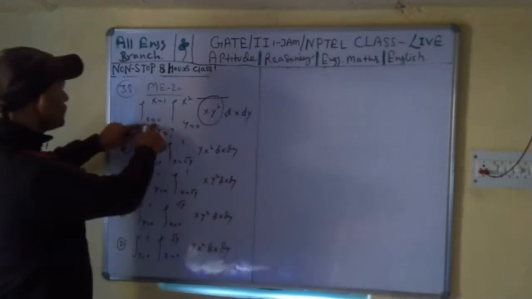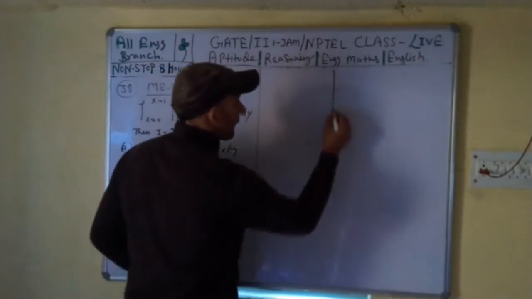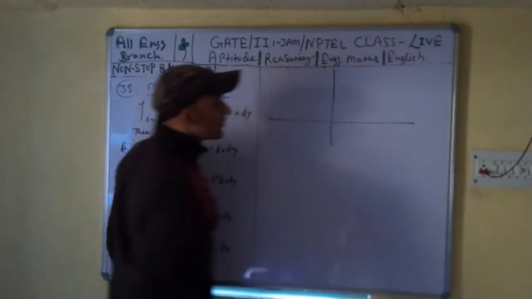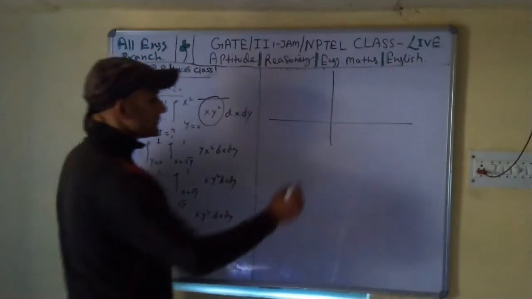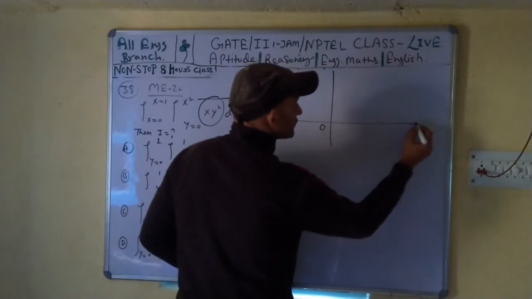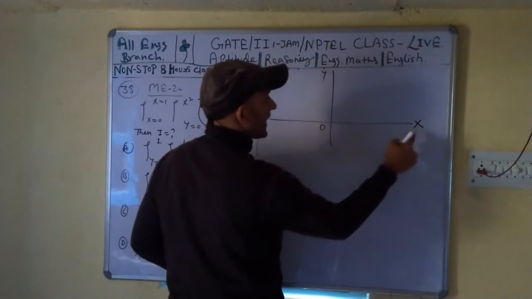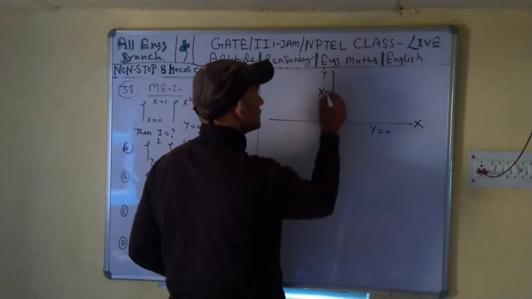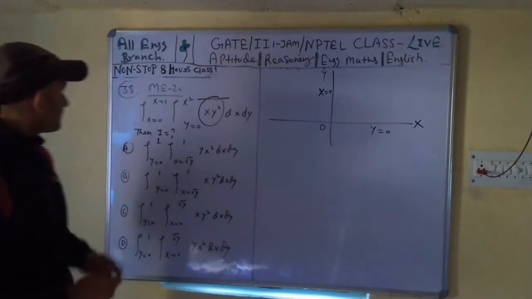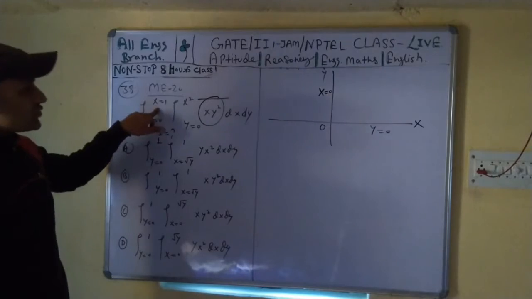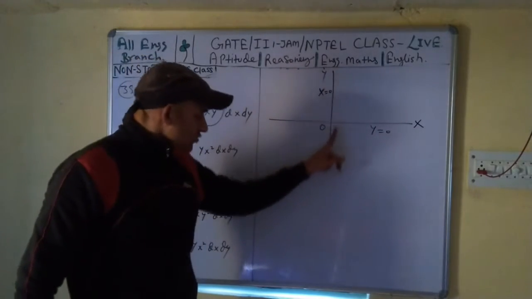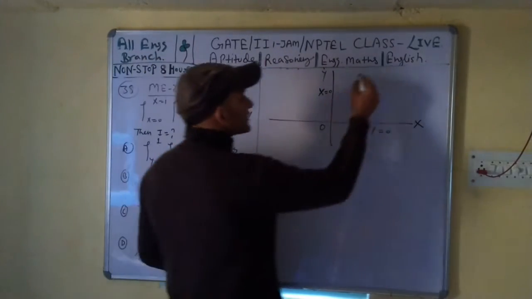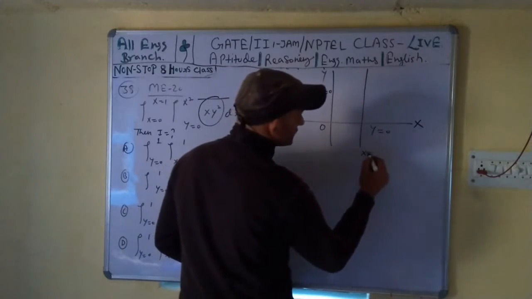Your x is equal to 0 to x is equal to 1. This is your x axis and y axis. That is the center. So this is the x axis, this is the y axis. At x axis y is equal to 0. At y axis x is equal to 0. And this is the first condition. x is equal to 0 to x is equal to 1. This is x is equal to 0, and this is x is equal to 1.